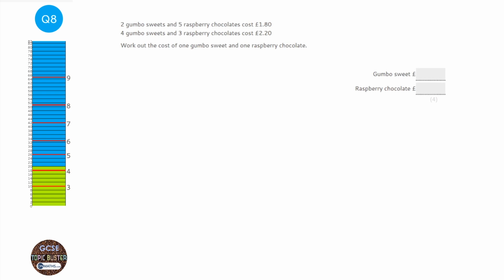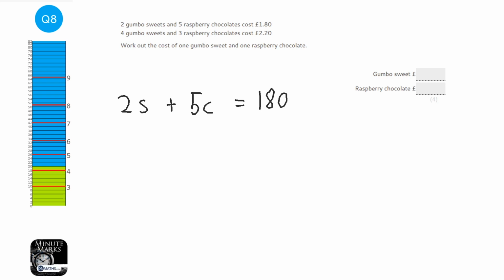So this question is a simultaneous equations question, but it doesn't look like the stereotypical simultaneous equation question because we're given a context for this. However, if you imagine S represents the price of the gumbo sweets and C represents the price of the raspberry chocolates, what we can do is write these two pieces of information as this. So 2 lots of the S plus 5 lots of the C equals, and I'm just going to leave it in pence rather than pounds. I find pence a lot easier to work with.